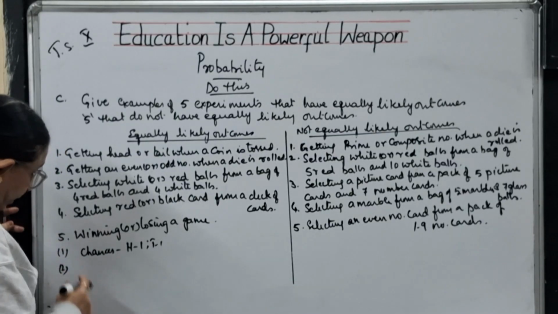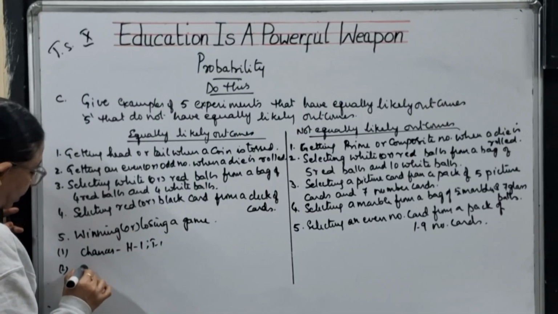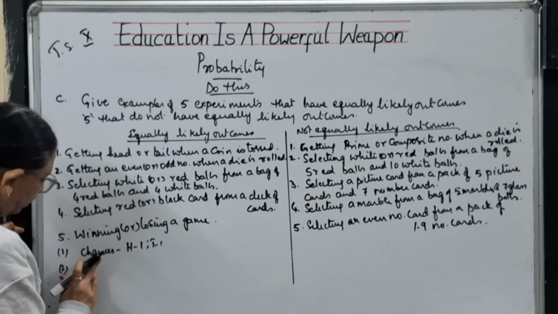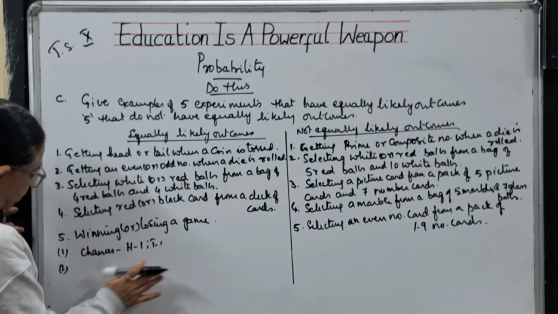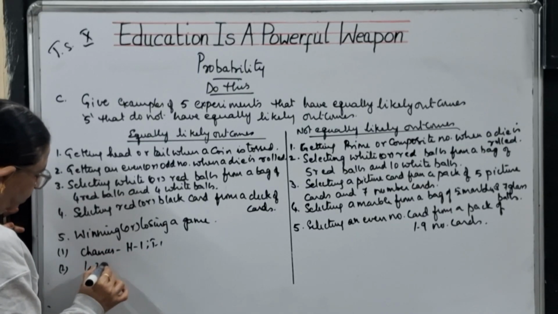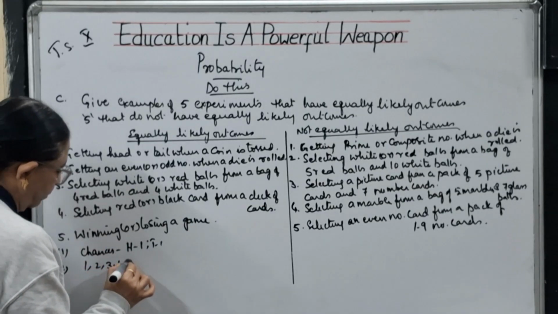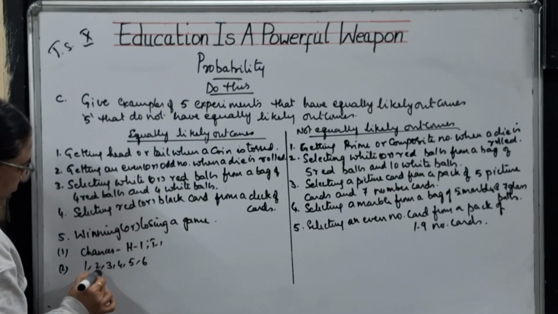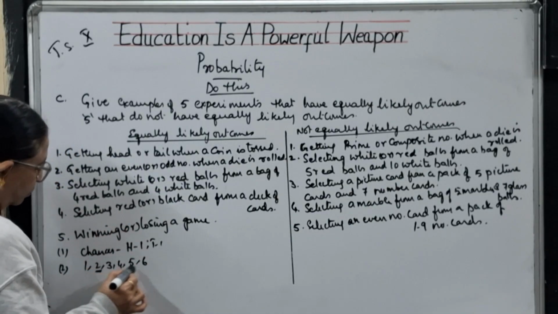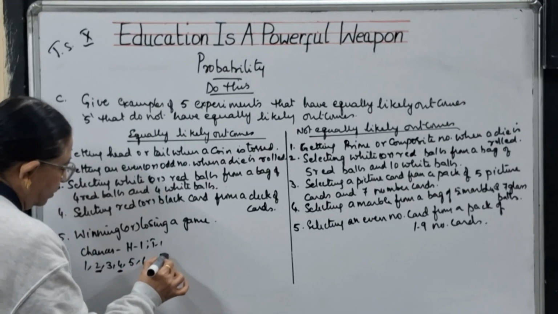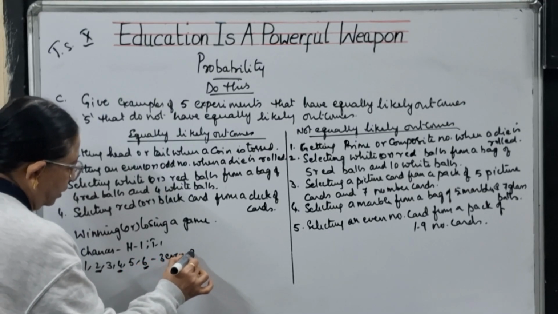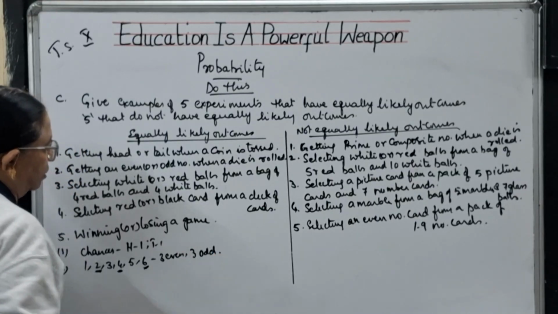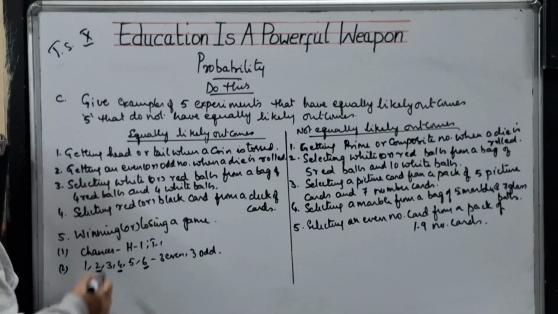When a die is rolled, what are the numbers you have got? It starts with 1, 2, 3, 4, 5, 6 numbers are there. In this even or odd, see what are even numbers? 2, 4, 6. So we have got 3 even and 3 odd numbers. Both of them are equal in number, so they are equally likely outcomes.